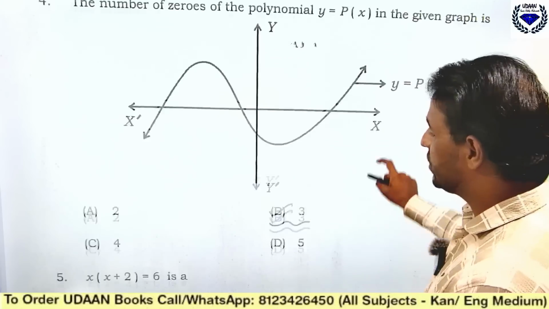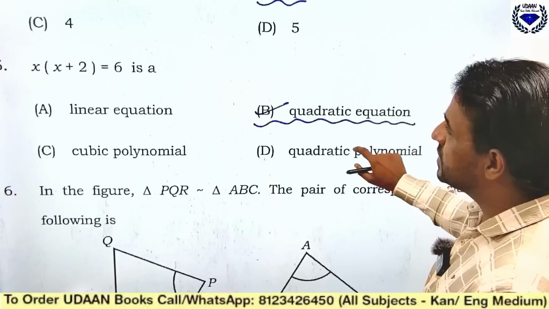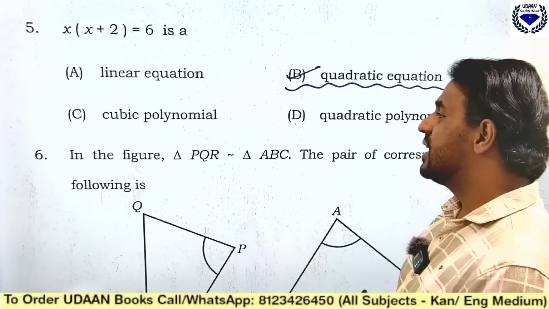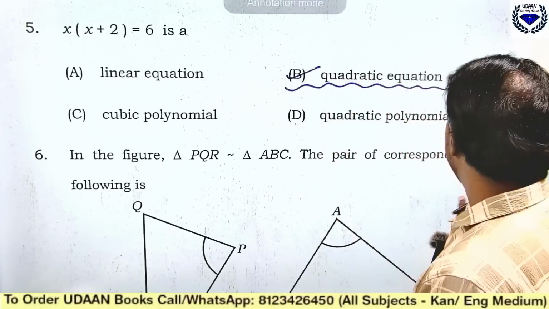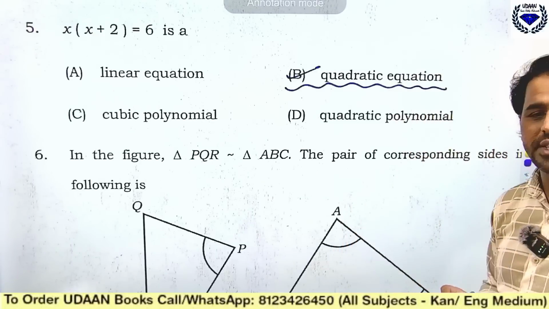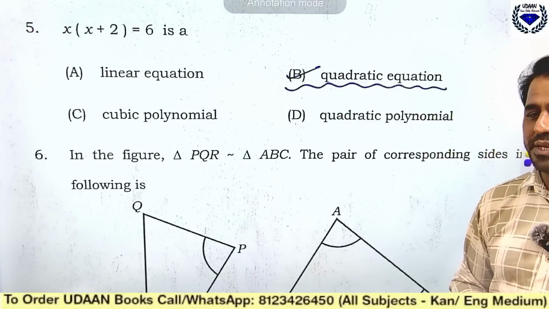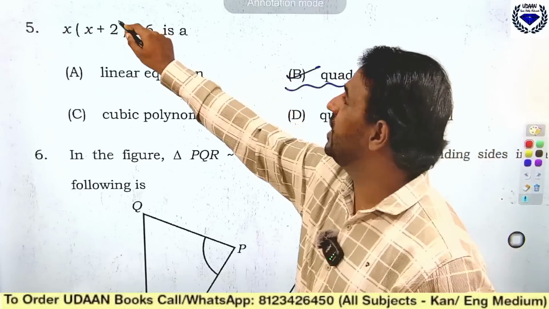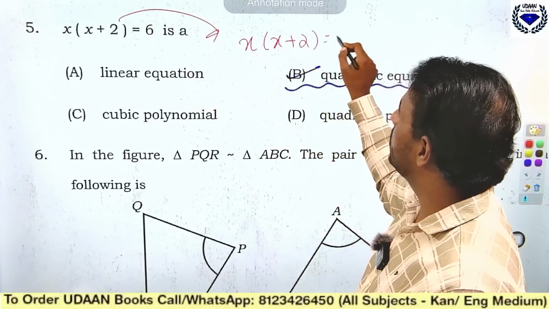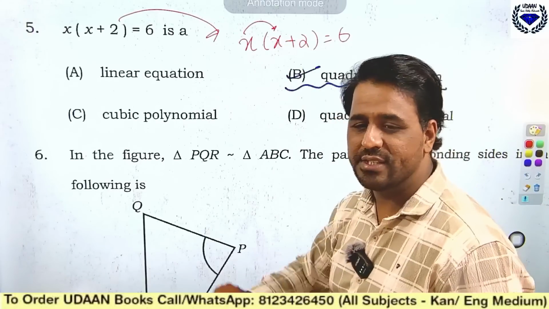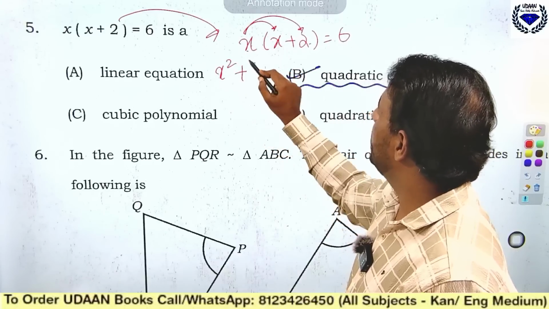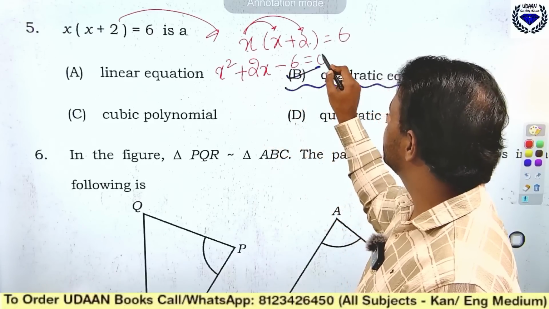Then coming to the next question. X into x plus 2 is equal to 6 is a linear equation, a quadratic equation, a cubic polynomial, or a quadratic polynomial? That is the question. So let me know what the answer is for this one. Here you can see x into x plus 2 is equal to 6. How will you write it? Multiply this and this: x into x becomes x square, 2 into x becomes 2x, and minus 6 equal to 0.